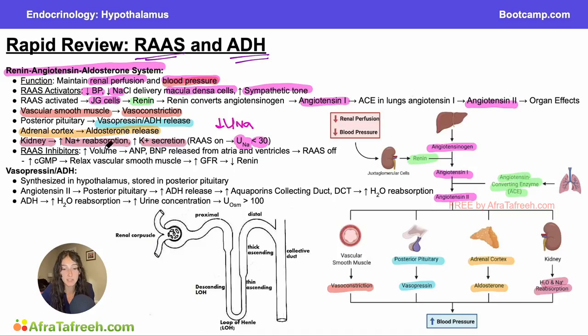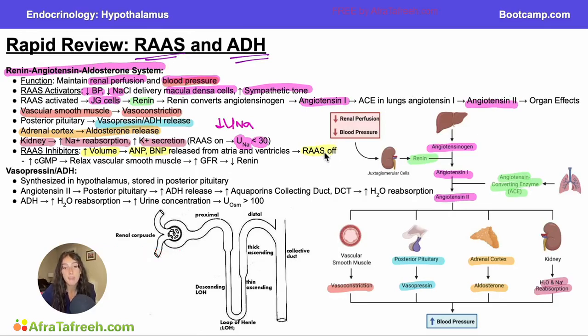But what turns our RAAS system off? Well, we talked about how the job of the RAAS system is to maintain your blood pressure. So when we start having too much volume, that's going to stimulate the release of ANP and BNP, atrial natriuretic peptide and brain natriuretic peptide, from the atria and ventricles, and these are going to shut RAAS off. That makes sense, right?